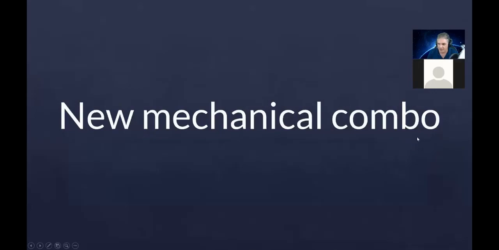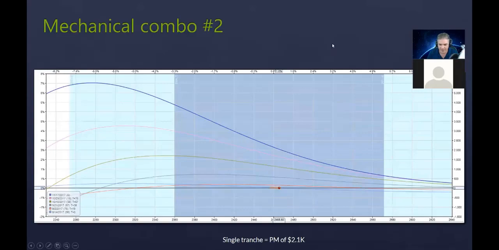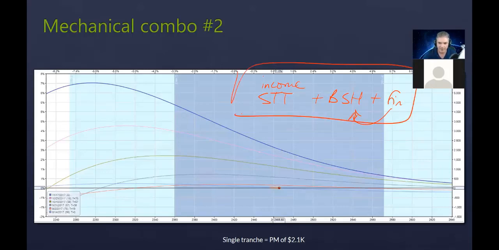So let me touch on the new mechanical combo, which is basically what I've just described to you. This is a combination of an STT, but not the same one that you just saw. It's an income STT, together with a black swan hedge, together with a finance leg for that particular black swan hedge. This thing here is a combo, and I've called it mechanical combo because this particular trade plan is completely mechanical. You just follow the rules, you're done. And this is variation 2.